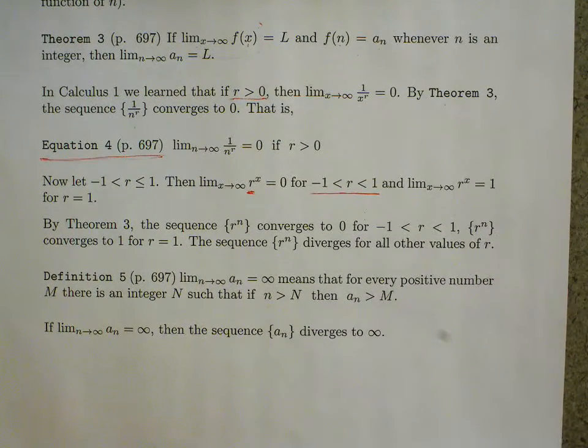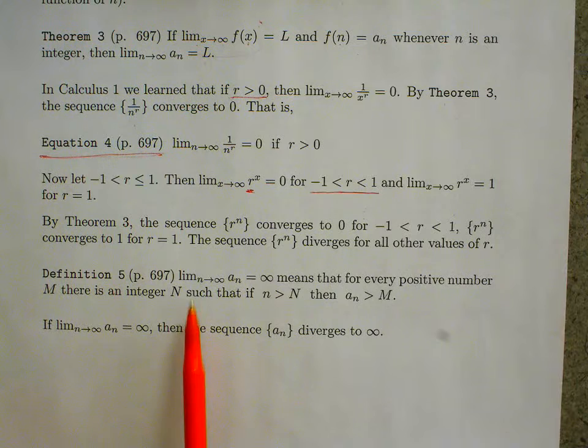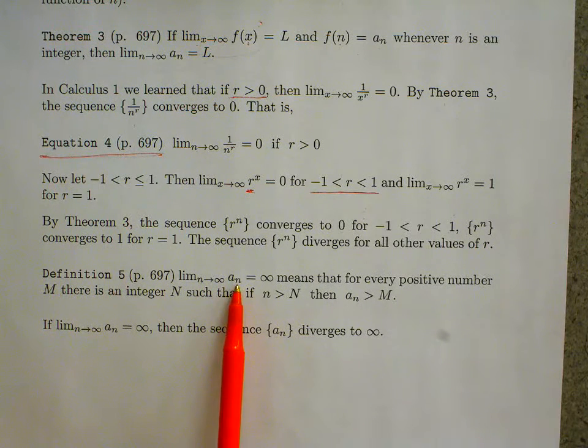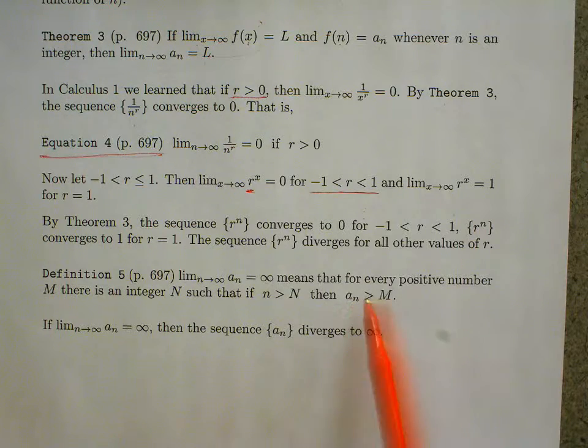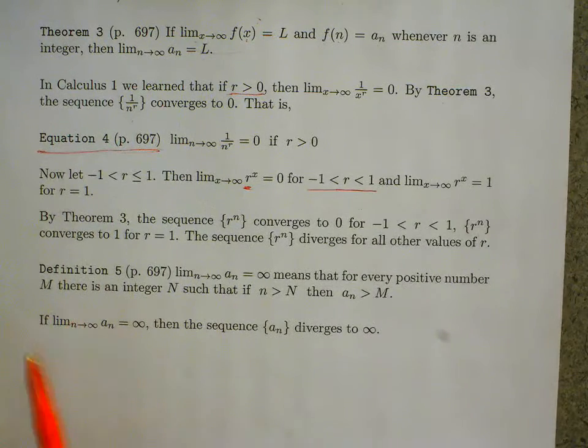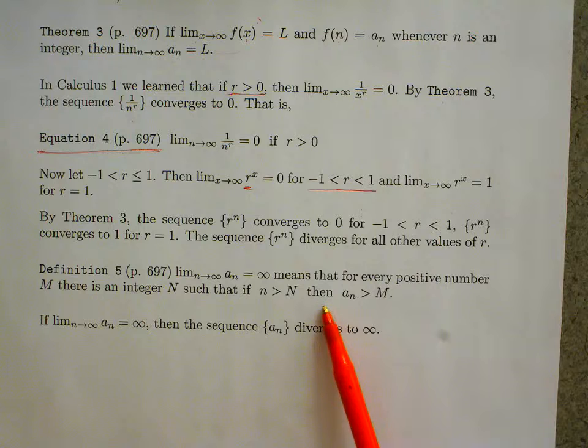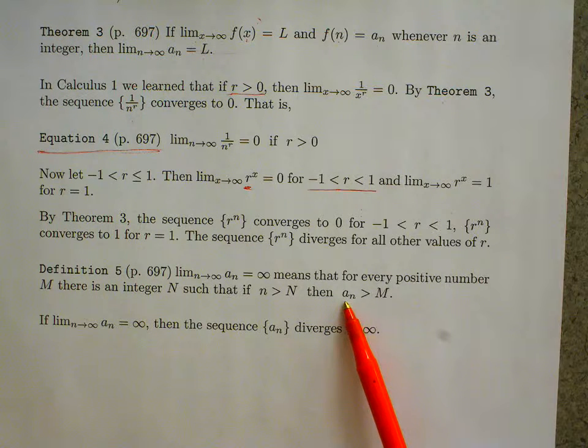Okay, definition 5. When we write that the limit of a sub n as n approaches infinity is equal to infinity, it just means that for every positive number capital M, there is an integer capital N such that if lowercase n is greater than capital N, then the nth term of the sequence a sub n is greater than M.